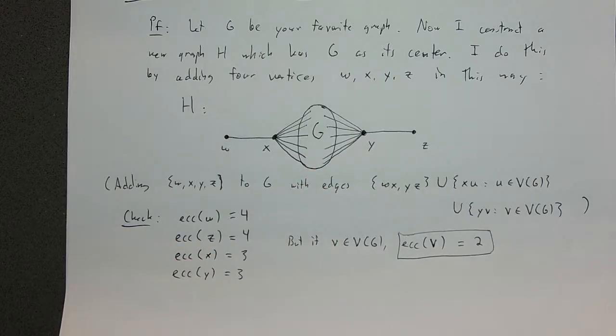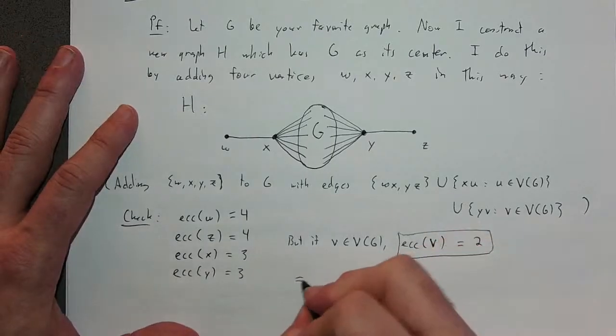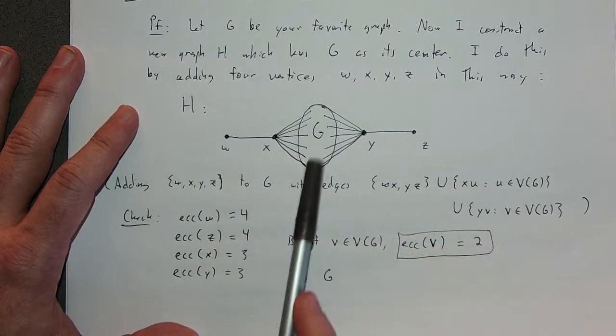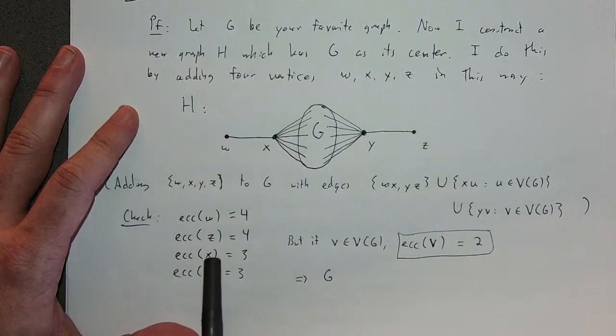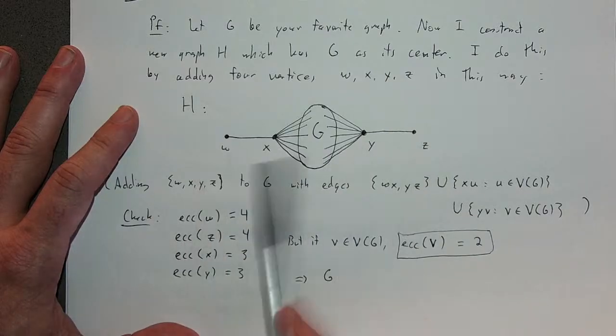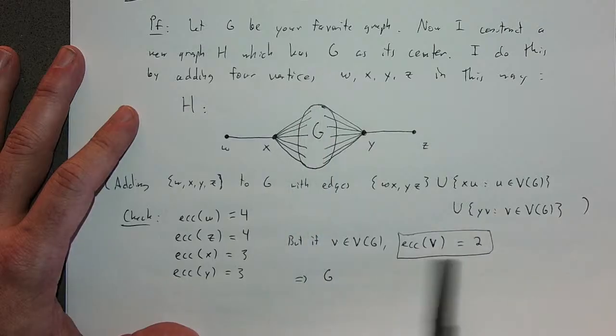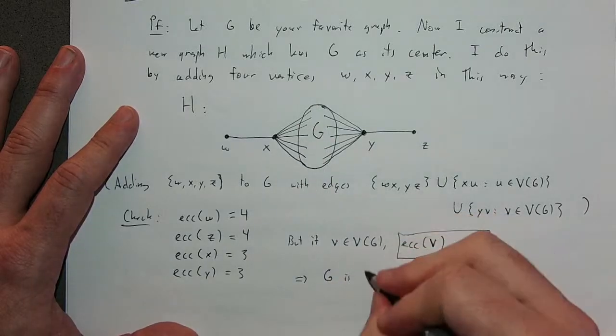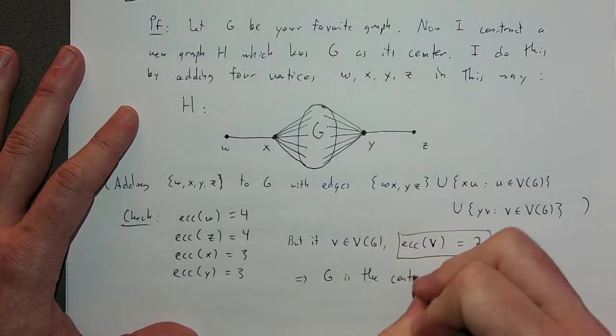This exhausts all of the vertices in the graph H, and so G, and exactly G, nothing else. The eccentricity of X and Y are both 3, eccentricity of W and Z are both 4, so the only vertices that get included as having eccentricity 2 are exactly the vertices of G, so G is the center of H.